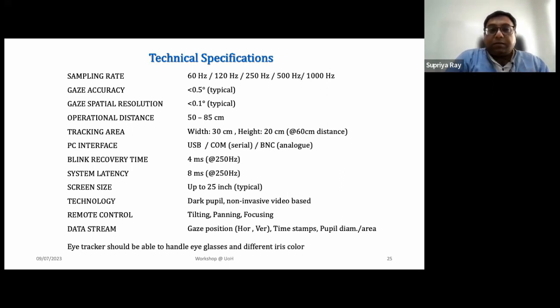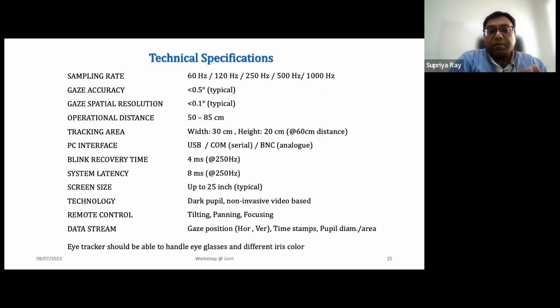Gaze accuracy tells you where you are looking and how accurately the eye tracker can get that coordinate. It should be less than half a degree. Gaze spatial resolution means how precisely your eye tracker can distinguish between two gaze points, which should ideally be less than 0.1 degree. Then the operational distance, how far your subject can sit from the eye tracker. It should have a pretty large range.